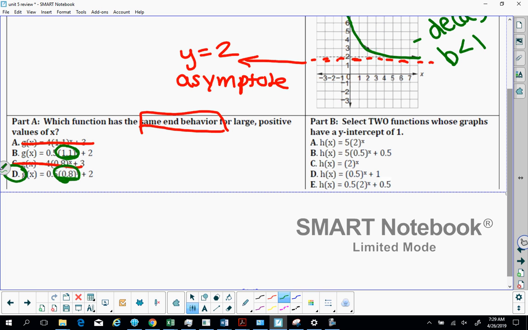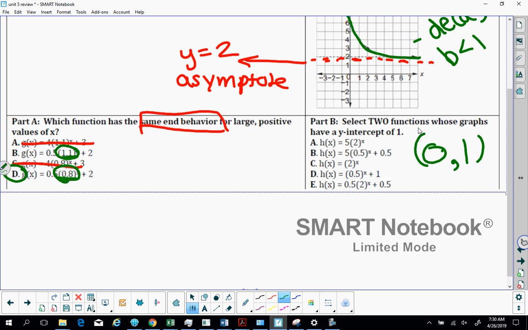B, if I put, what's the x coordinate for my y-intercept? What would I plug right here? What's my y-intercept? What's the x coordinate? Always. And I'm looking at my y-intercept. 0. Thank you. So remember, why can I never remember my y-intercept? It's when your x is 0.